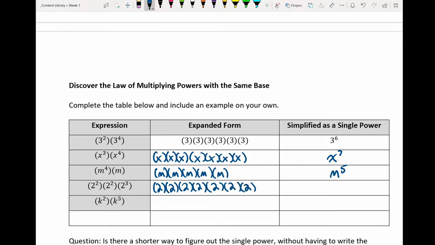If I want to simplify this entire expression, I know my base is going to be 2, and I just have to count how many times the 2 is represented. So 1, 2, 3, 4, 5, 6, 7. So it's going to be 2 to the power of 7. And then finally, k to the power of 2, so 2 k's, and then k to the power of 5.